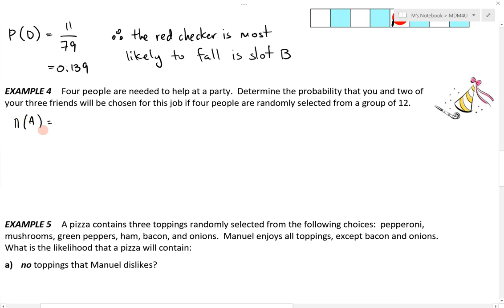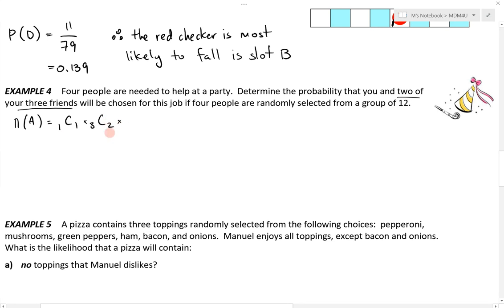So counting you, you'd have 1 choose 1. You're going to have 2 of your 3 friends, so it's going to be multiplied by 3 choose 2. And then you're going to have 1 other friend, because it's 4 people helping you. So it's you, plus 2 friends, plus 1 more.